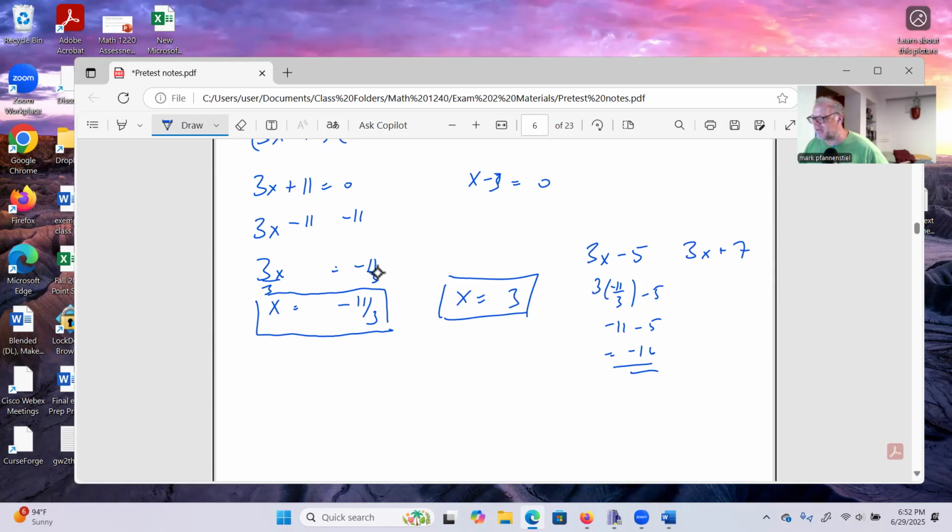So if I plug in 3, we have 3 times 3 minus 5. We have 9 minus 5, which is 4. I'm happy with that. 3 times 3 plus 7, so we have 9 plus 7. That's 16. I'm happy with that. These are both positive numbers. If I take the logarithm, that'll be just fine. So this one, I'm going to call out and say that's no solution. And then x equals 3 is the actual answer that I want.